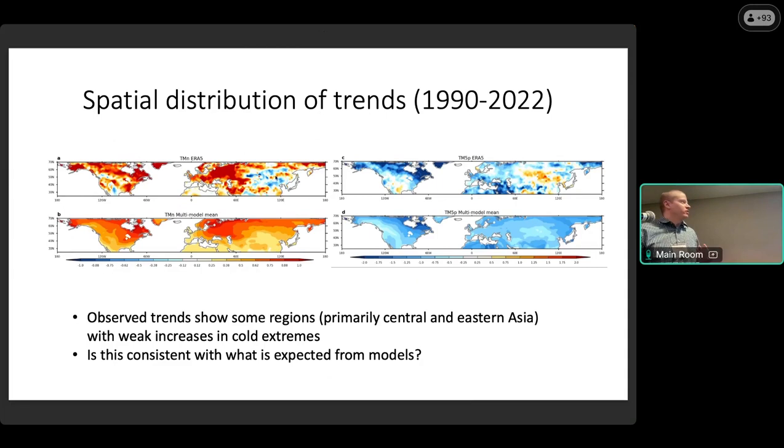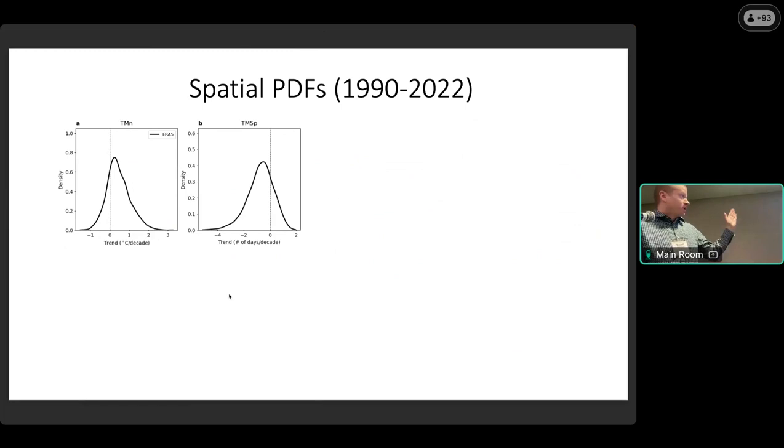So I want to know if there's anything special about this. Is this what we would expect because of internal variability? So to avoid issues with selection biases, what I've done is I've looked at the PDF of the spatial distribution. I just take the trend at each grid point, aggregate them, and calculate a PDF. So these are the PDFs for the observations over 1990 to 2022. Of course, because there's an overall warming, we see a shift relative to the zero line, with some points showing very strong warming, but some with cooling.